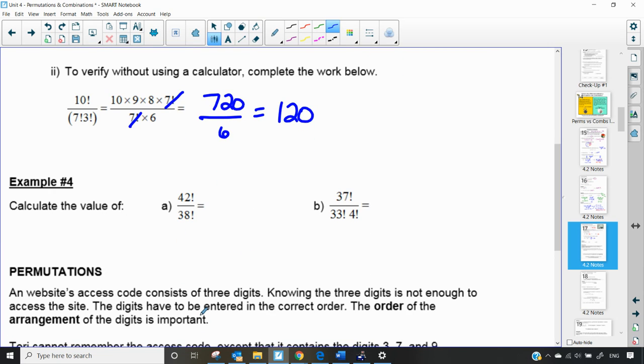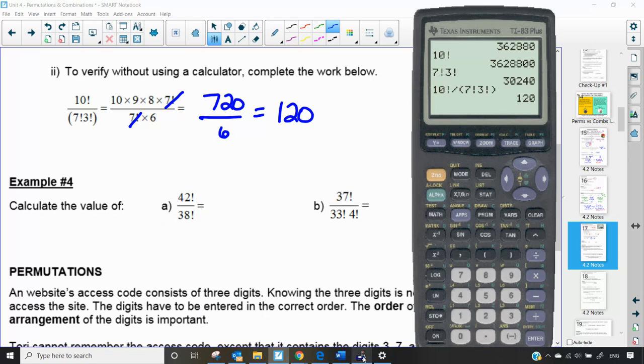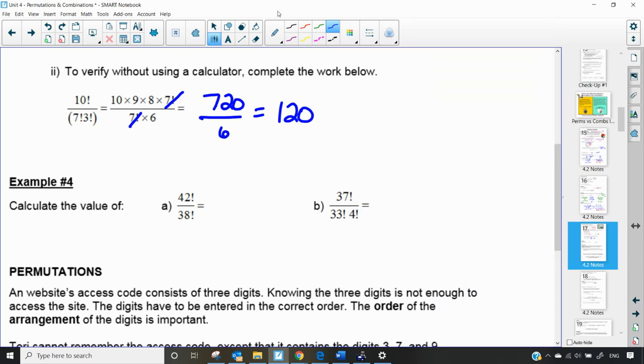All right, I want you to try to calculate the next two on your calculator. So pause the video, try them, plug them in, and I'll just write them down here. If you do them correctly, you should get 2,686,320. And 37 factorial divided by 33 factorial times 4 factorial, again, remember your brackets, should be 66,045.